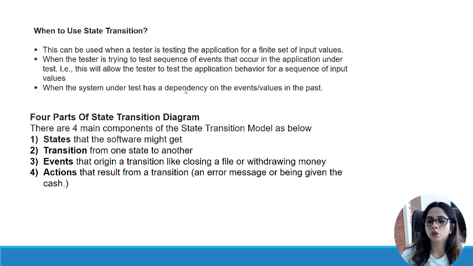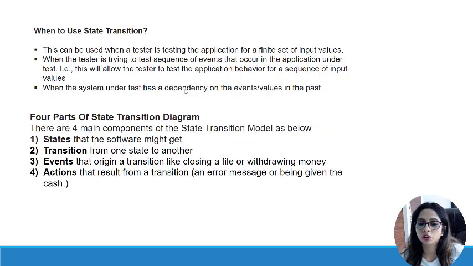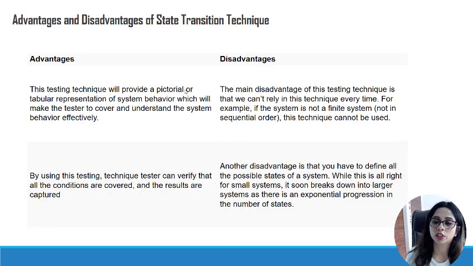So today we learned about state transition, what it is. We learned the four terminologies: state, transitions, event, and actions. We learned when to use this state transition diagram technique. We learned about the actual pictorial representation, and we took an example of an ATM, and we also saw the tabular format. Now we have to see the advantages and quick disadvantages of this technique.